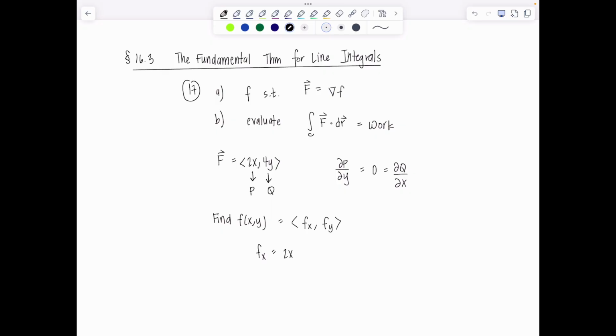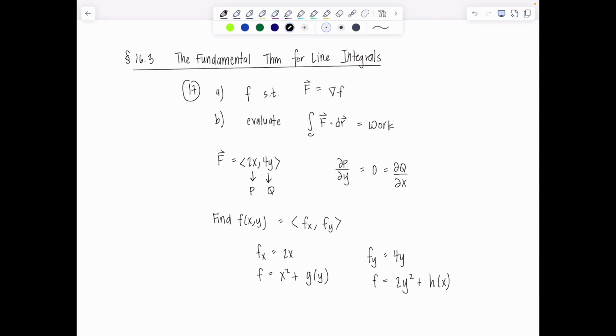So take the antiderivative with respect to x: x squared, plus possibly some function of y, right? There could be terms that involve y that you wouldn't see, because when you take the derivative with respect to x, they'd go to 0. And then similarly, the partial with respect to y is 4y. So f would be 2y squared plus some h of x, because if you had terms involving only x and you take the partial with respect to y, they would go to 0.